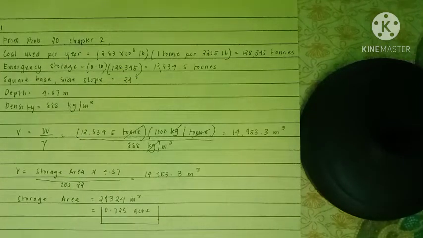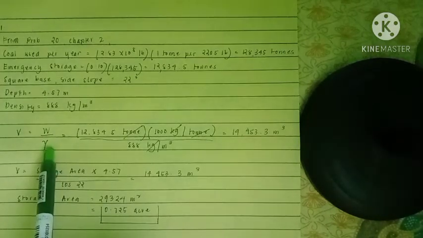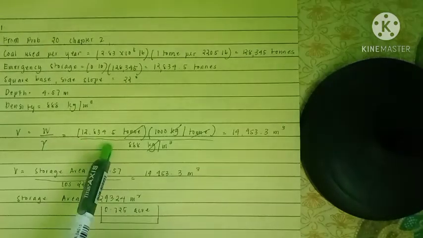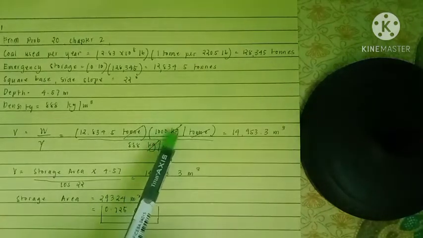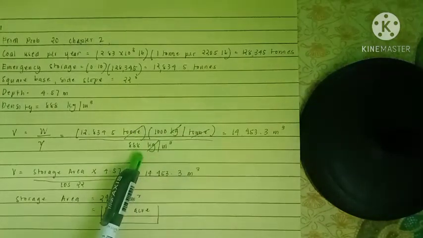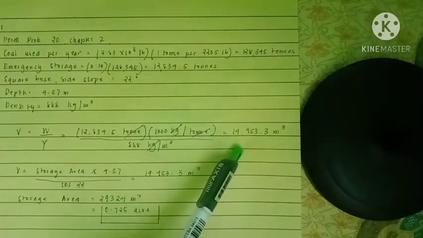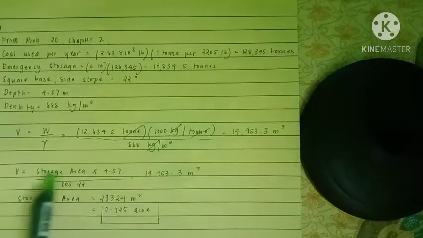So what is required is the acreage of storage area. V is equal to W, which is our emergency storage, divided by our density, which is equal to 12,834.5 tons times 1,000 kilograms per ton. So the ton units will be cancelled, and divided by 888 kilograms per cubic meter. So the kilogram unit will also be cancelled, which will give us a result of 14,453.3 cubic meters.